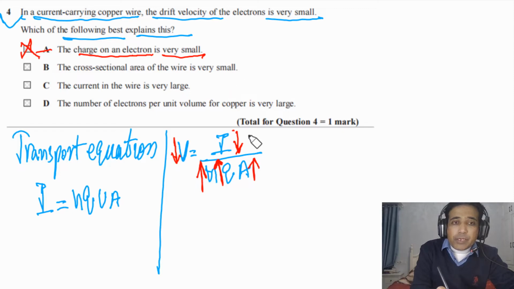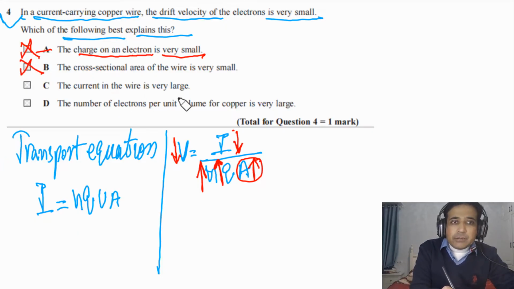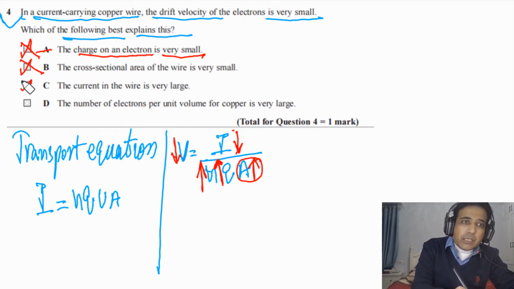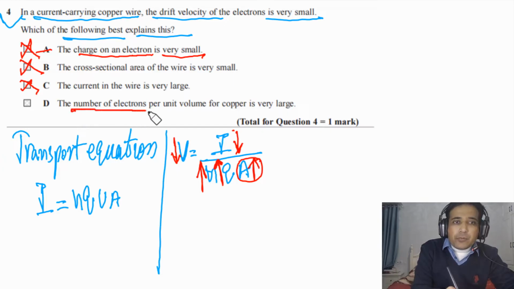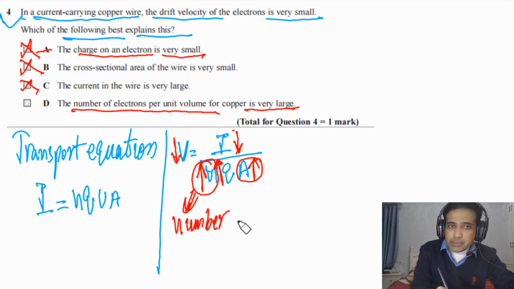The cross-sectional area of the wire is very small. If A is very small, v will be very large, so this is also not possible. The current in the wire is very large. If current is large, v will be large, so this is also not possible. The number of electrons per unit volume of the copper is very large, so n is the number density. If n is large, v will be small.